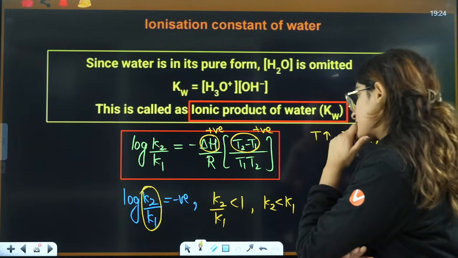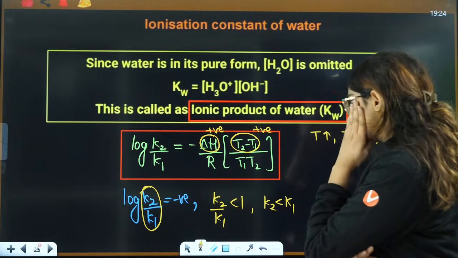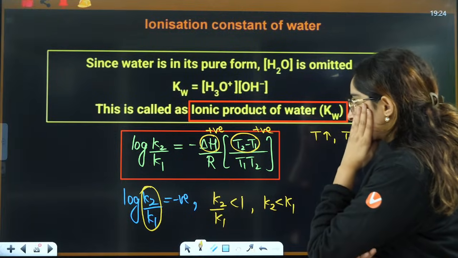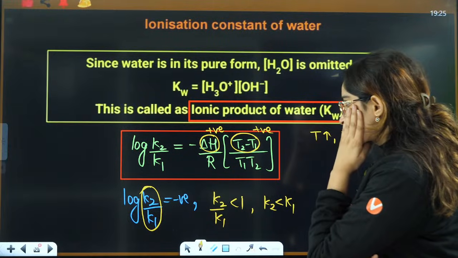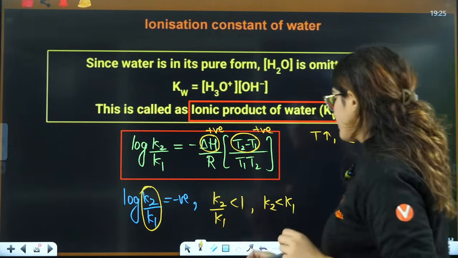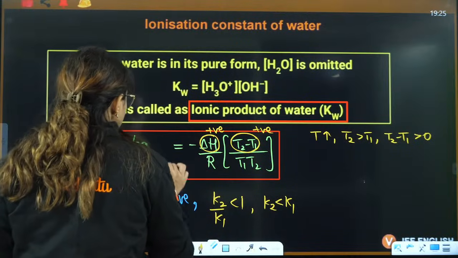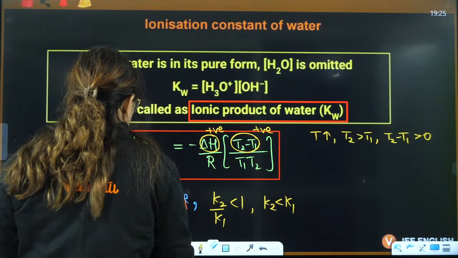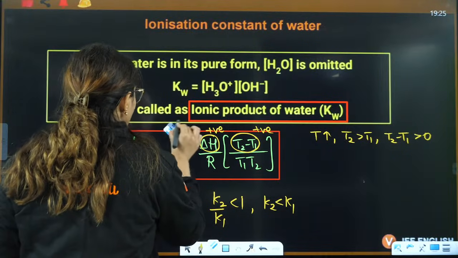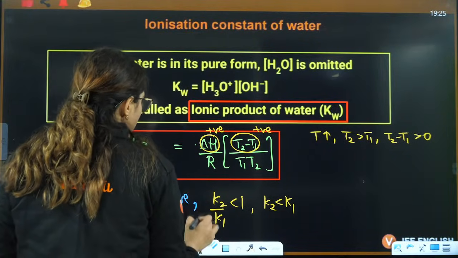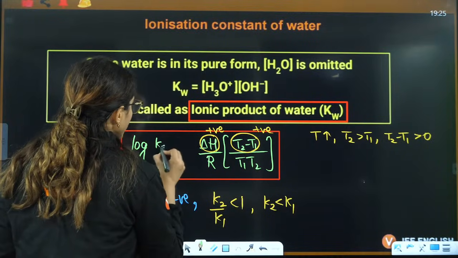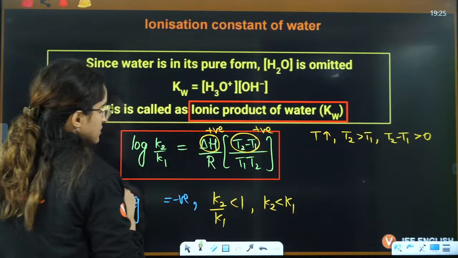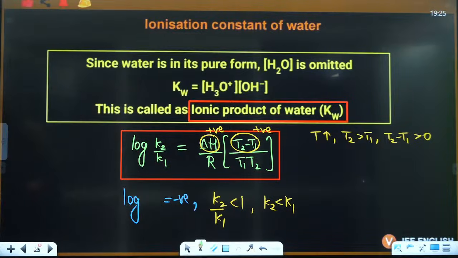This should be positive. This is positive, this is positive. This overall value is going to be... if I'm writing minus here, then it should be K1 by K2. Otherwise, I'll have to not put minus here. So I'll not put minus here. I'll make it even simpler. Let's put K2 by K1 equals this, right? Let's put this thing.